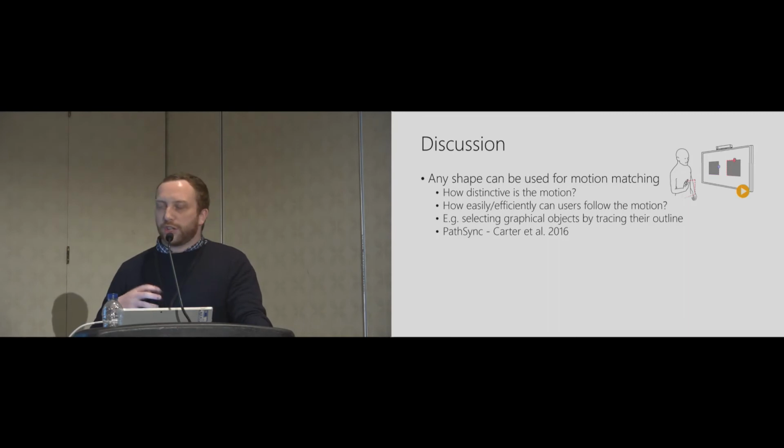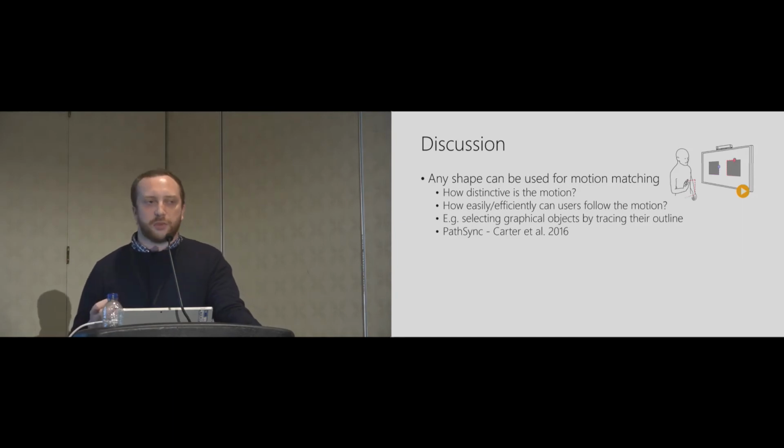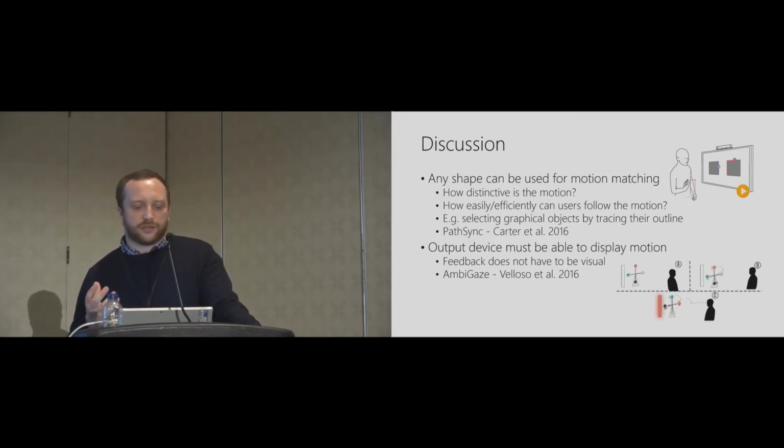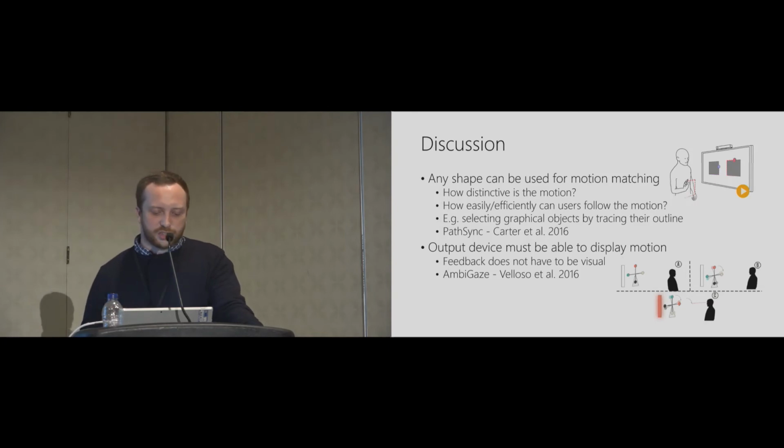We use circular motion, but any shape can be used for the motion matching. It just depends how distinctive the motion is and how easy the users can replicate it. The output device also doesn't have to be a display, as long as it can display motion that the user can synchronize with. The feedback also doesn't have to be visual. For example, with a radio, movement can be fed back to the user through audio channels.